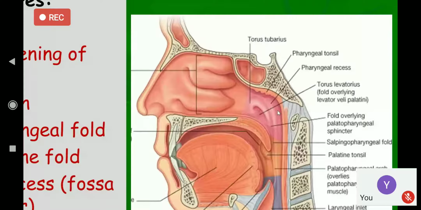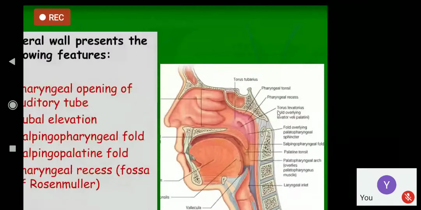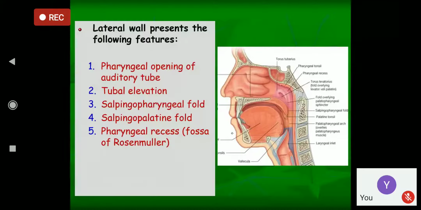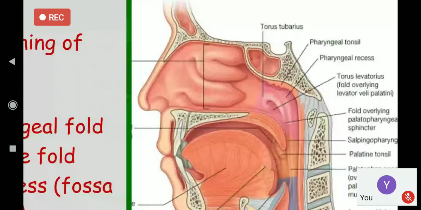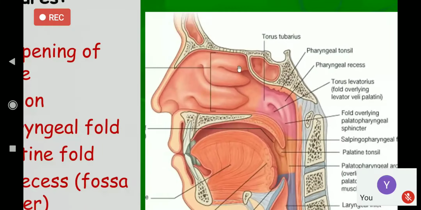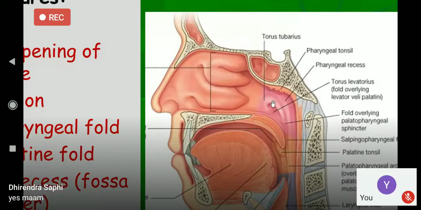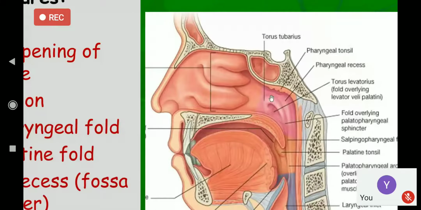This is one. Now the next one is the tubal elevation. Clear? Now next is the tubal elevation. How is that elevation formed? Looking inside the tubal elevation, we have an aggregation of tonsil, and this aggregation of tonsil present over here is known as the tubal tonsil. Now just consider, we have an aggregation of lymphoid tissue that is known as the tubal tonsil, and this is covered by the mucous membrane, and this will form the tubal elevation.